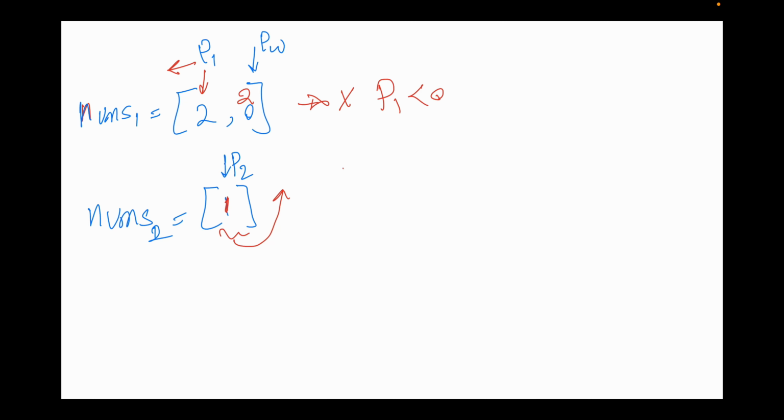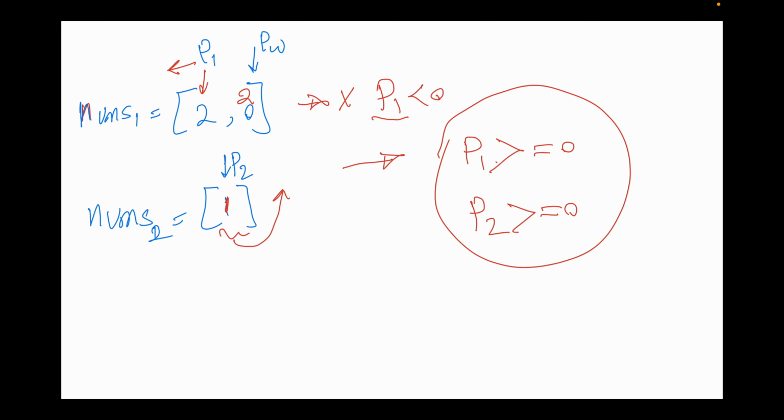So this is one edge case, and we definitely should consider the scenario that p1 is greater than or equal to 0 and p2 should be equal or greater than 0. So we should consider these two. And what is the time and space complexity for this solution?